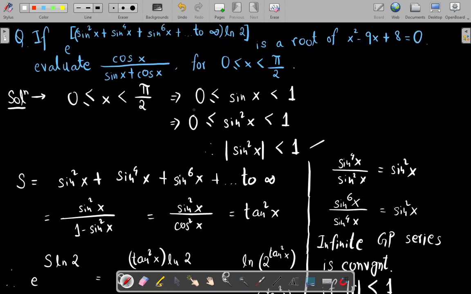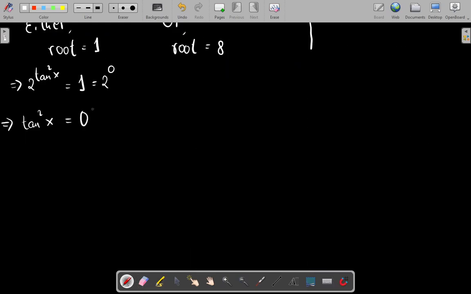And since x is in the range 0 less than or equal to x less than pi by 2, this is in the first quadrant. So for the first quadrant, the value of x will be 0. Similarly, for the other root, 2 raised to the power tan square x is equal to 8, and this can be written as 2 raised to the power 3. Again, the bases are the same, so this implies tan square x will be equal to 3.